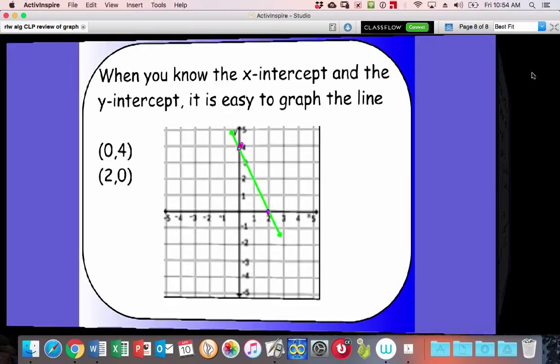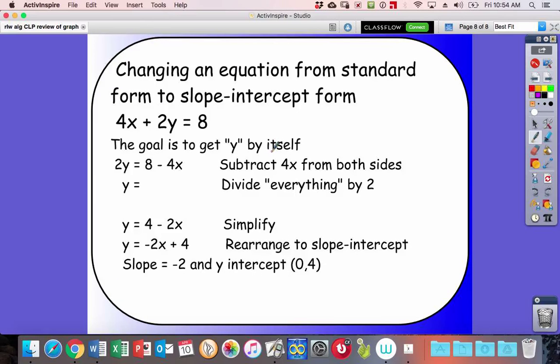Now, if you don't like to do that for standard form, you can convert something in standard form to slope-intercept form. To do that, remember it has to be in this form. The goal is to get y all by itself. So if I have 4x plus 2y equals 8, the first thing I'm going to do is get rid of the 4x by subtracting 4x from both sides. Right now it's being added, so I'm going to do the opposite and subtract it from both sides, and I get 2y is equal to 8 minus 4x.